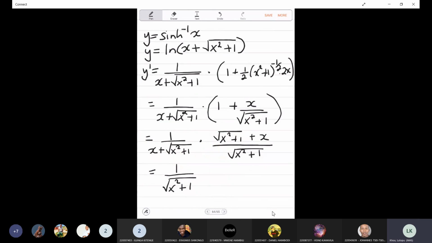Okay, so you can see that whether you work out the derivative using implicit differentiation, that means you rewrite it in terms of hyperbolic sine of y, and then differentiate and then use your identities to simplify, or you use the logarithmic differentiation, your answers are exactly the same.